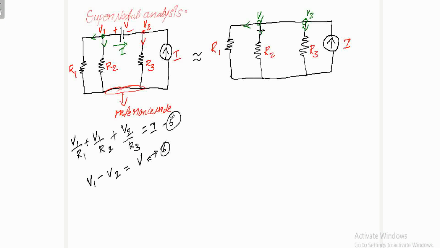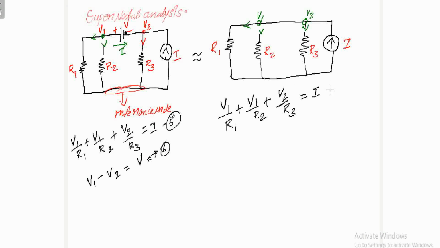Write V1, V2 are the outgoing currents. Let us write the equation: V1 by R1 plus V1 by R2. Do we have any resistor left? No, we have covered V1, R1 and R2. Then now let us go to V2. Here the outgoing current is V2 by R3, which is equal to I, the incoming current. According to the KCL, incoming current equals outgoing current.